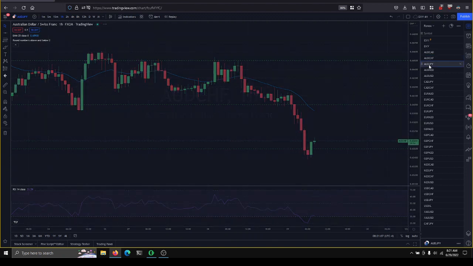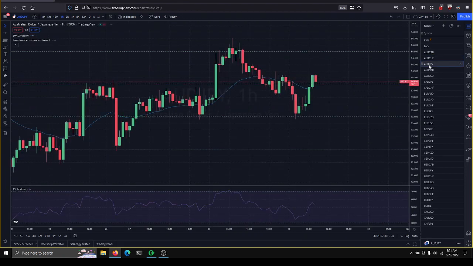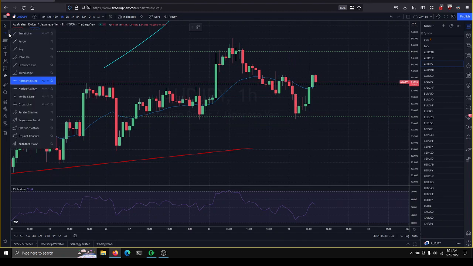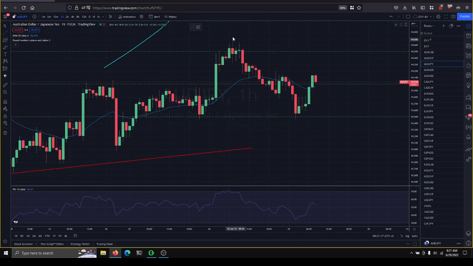Aussie JPY. Got a break of this trend here. This little down move. Pulling back to the round number and the RSI, or the EMA. Another good watch.